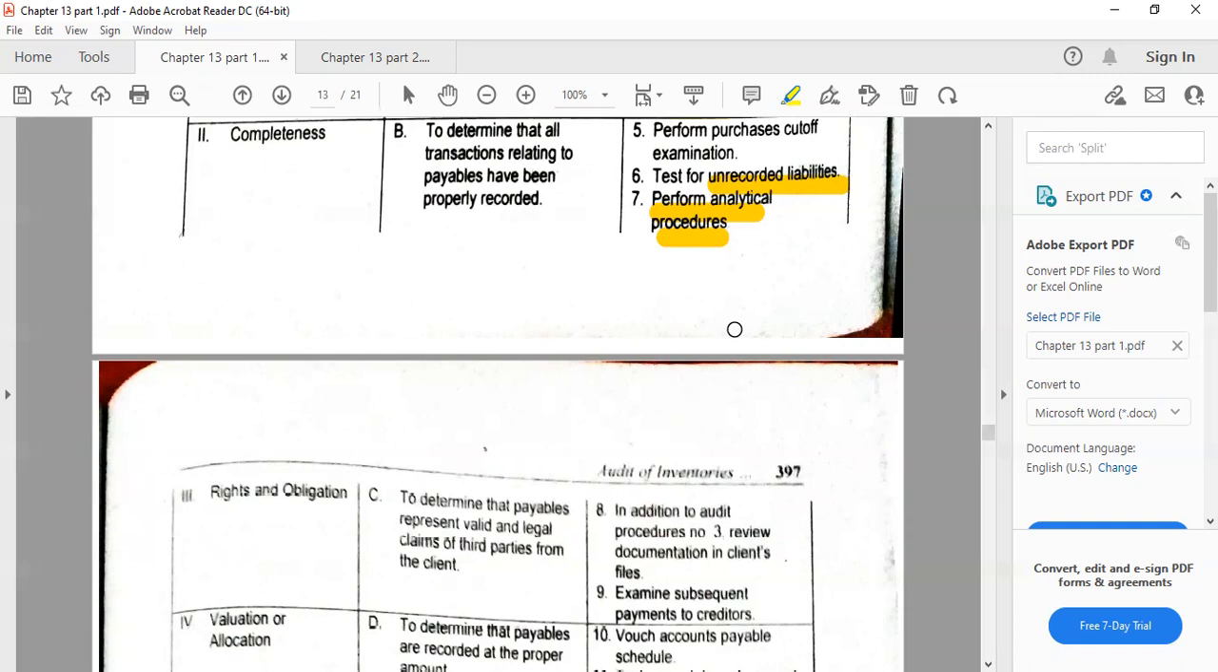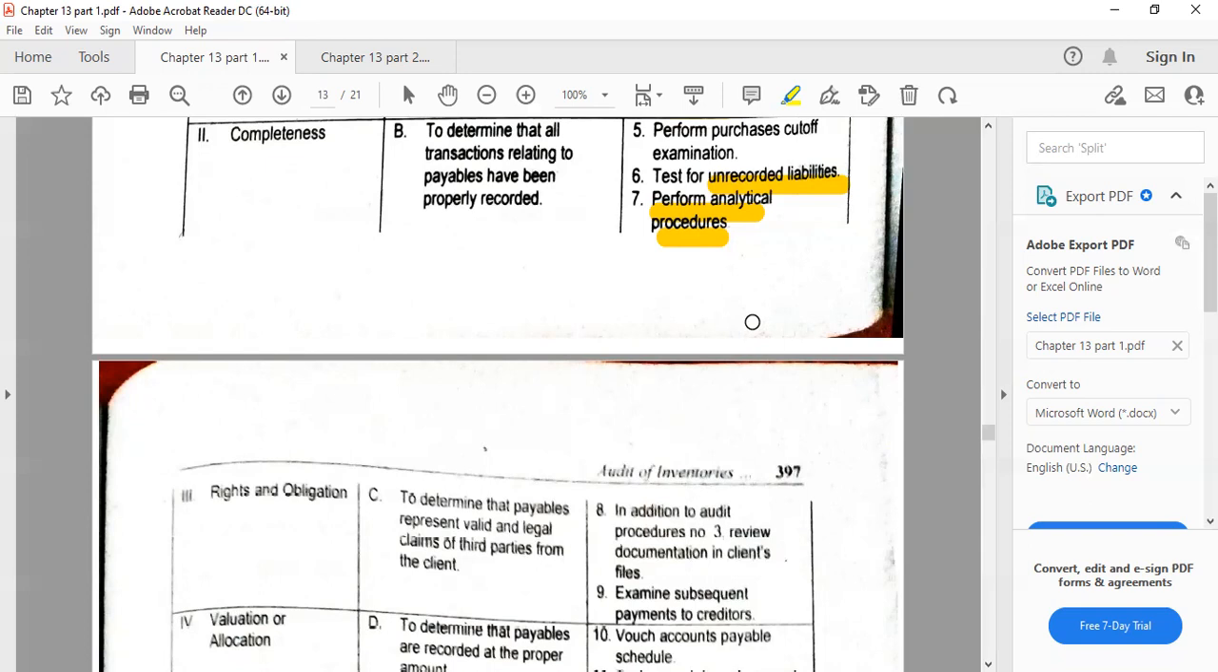Imong tanaw lang naaman siya interest expense, dapat naa siya liability. If wala kay makitaan nga liability but na ay interest expense, then that is your hint that there might be an unrecorded liability. There might be a chance that the total liabilities presented in the balance sheet may be understated.